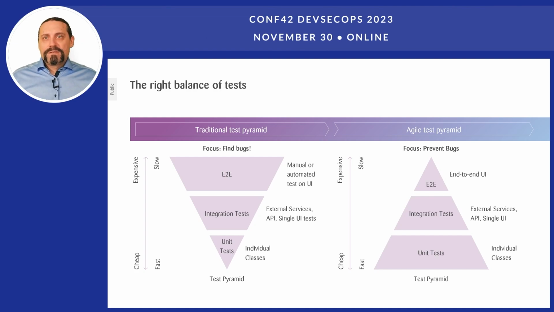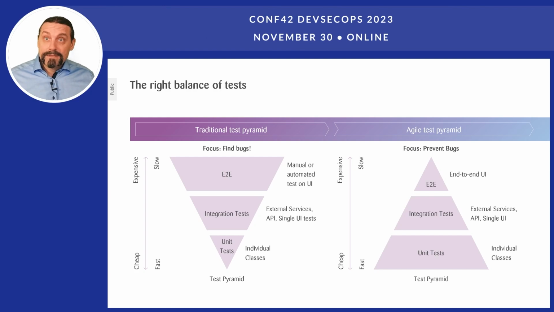For that, we also need to have a look at the testing pyramid. Usually in traditional testing, the test pyramid looks like the one on the left side. You have slow and expensive end-to-end tests, which are done manually. You have only some integration tests and very few unit tests, which are fast and cheap.